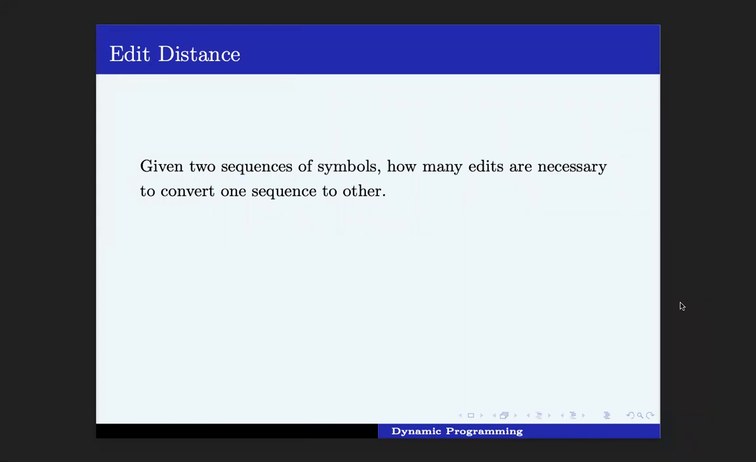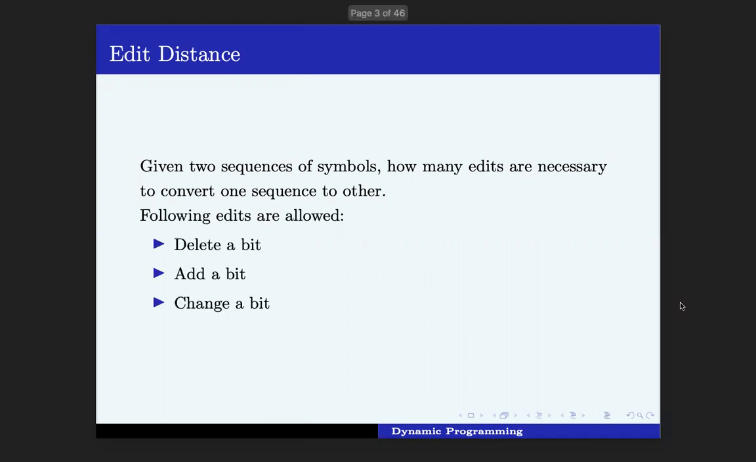The first problem that we look into is edit distance. So you have two strings, and we want to convert one to the other. These are the things you are allowed to do: you can delete any position you want, you can add an alphabet wherever you want, or you can change one.